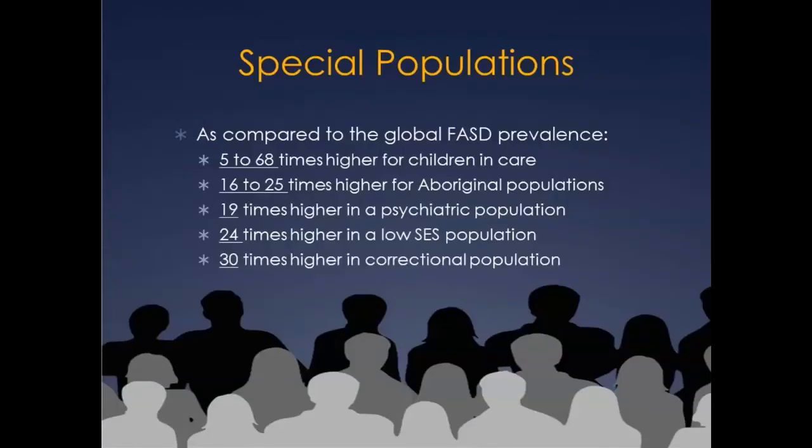There are certain special populations with which many of you may work. So it's particularly important for providers who work with children who are in foster care or other out-of-family care situations. It's really important for providers who are working with Aboriginal populations to know about this, as well as for folks working in mental health populations or in correctional populations, because these rates are quite high in those populations.